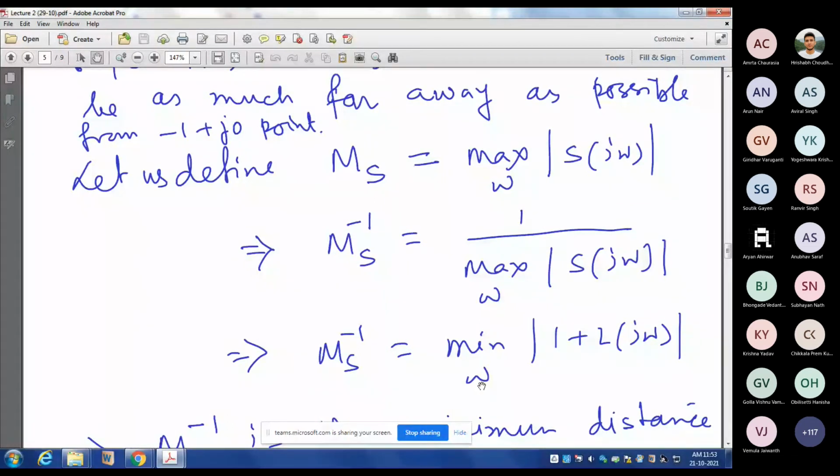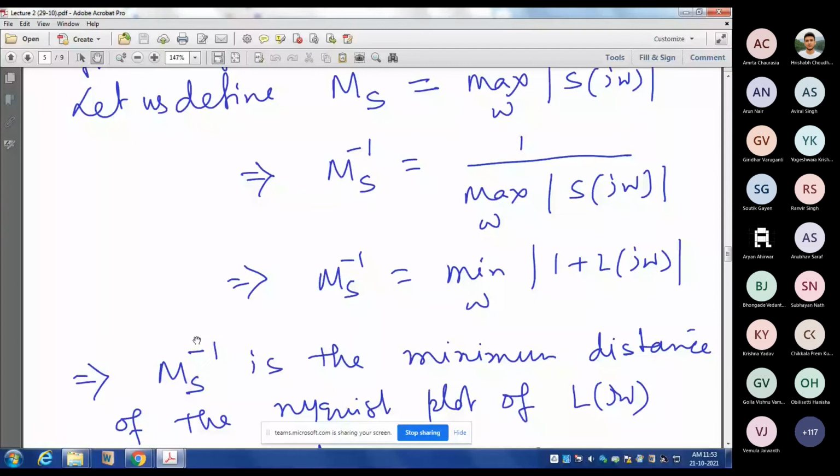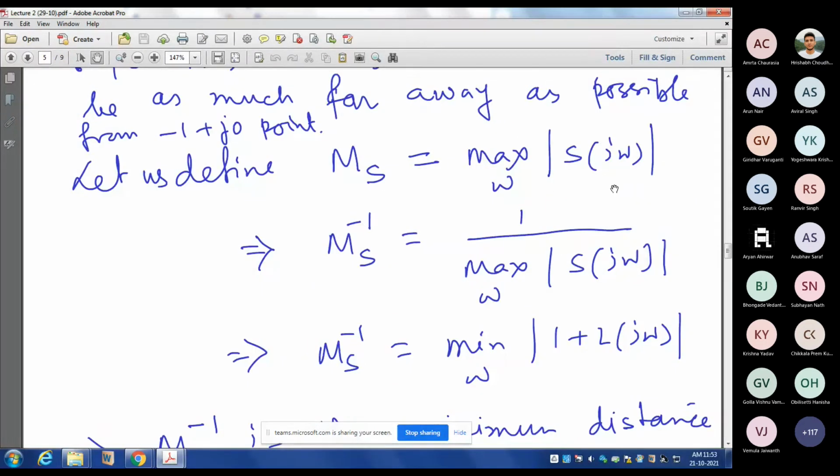So Ms inverse is then what? Ms inverse is equal to the inverse of |S(jω)|. So this we are terming as Ms inverse, where Ms is like this. It is also called the infinity norm, because it is the infinity norm here. Simply we are defining it like that.